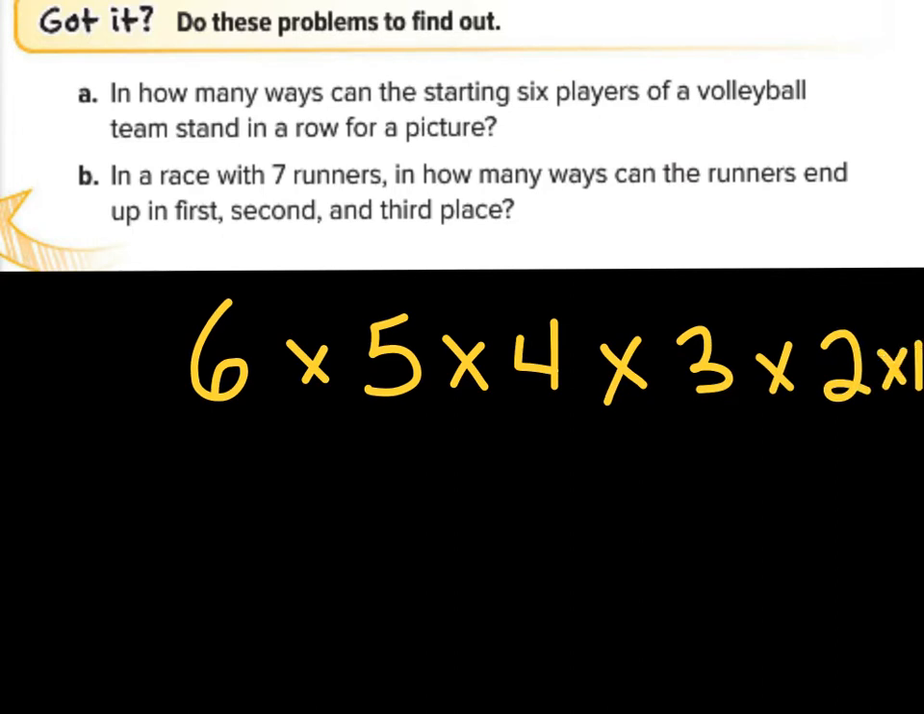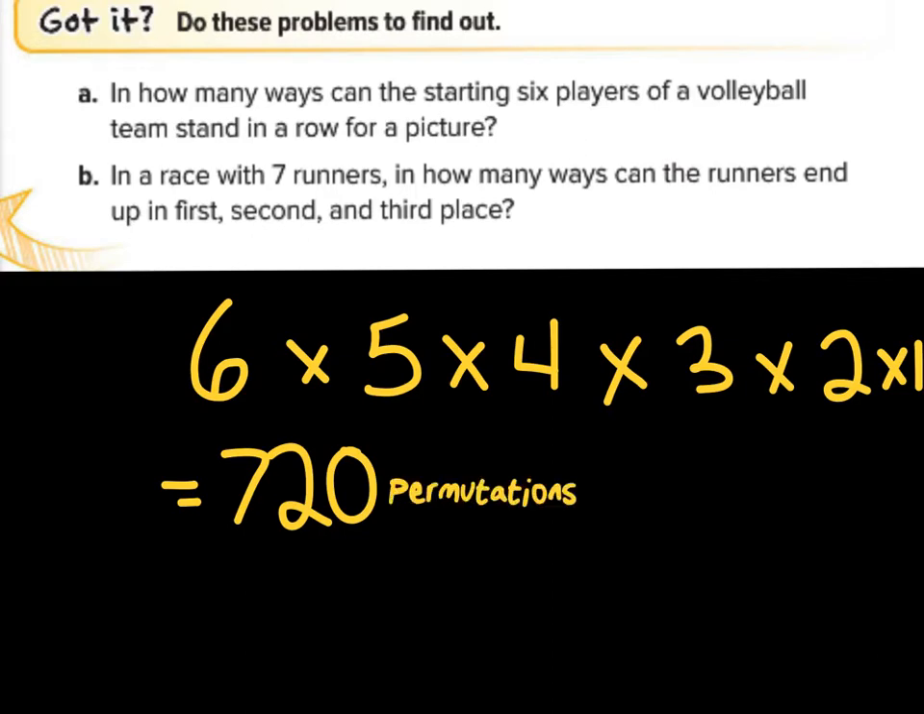So now using the fundamental counting principle, we would multiply 6 times 5 times 4 times 3 times 2 times 1, right? So 6 times 5 is 30. 30 times 4 is 120. 120 times 3 is 360, and 360 times 2 is 720. 720 times 1 is 720. So that would give us 720 different ways to arrange the players, or 720 permutations.